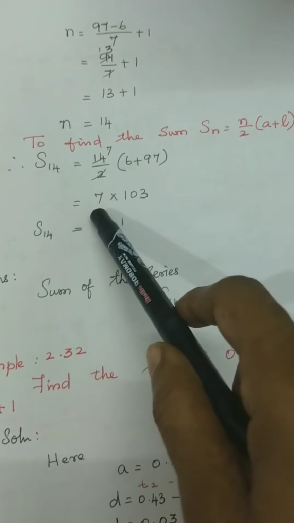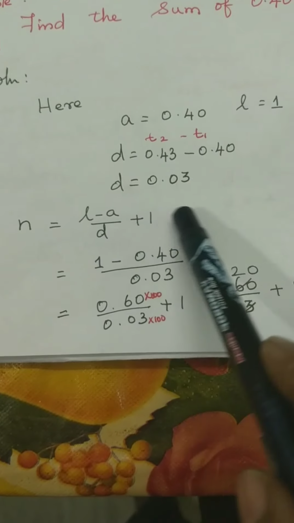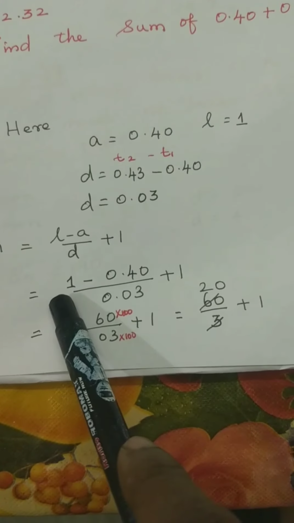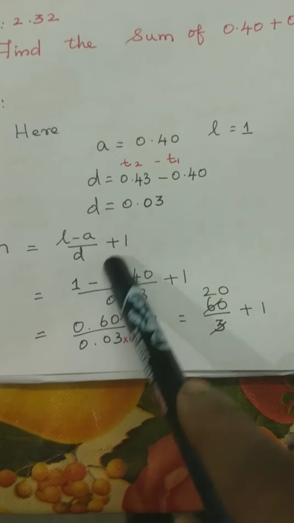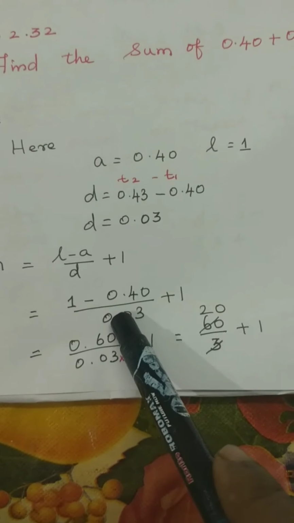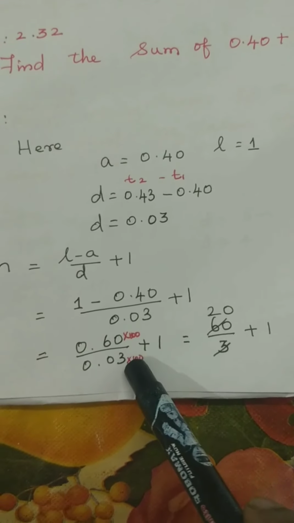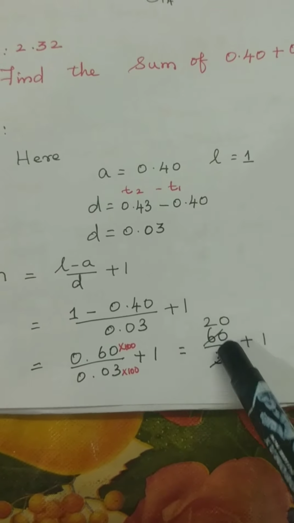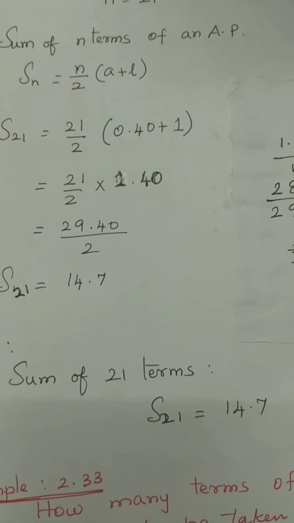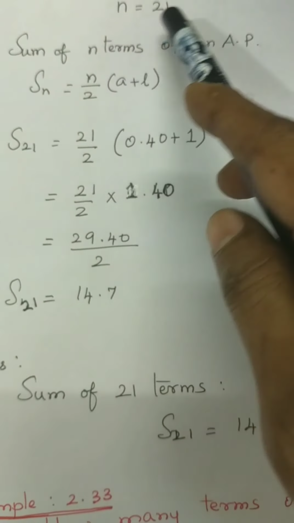Then we have to find the number of terms. n is equal to (l minus a) by d plus 1. Then 1 minus 0.40 divided by 0.03 plus 1. So we have to make this a whole number, which means we multiply by 100. Then it becomes 60 by 3. Now we can cancel this, 20 plus 1. So n is equal to 21.